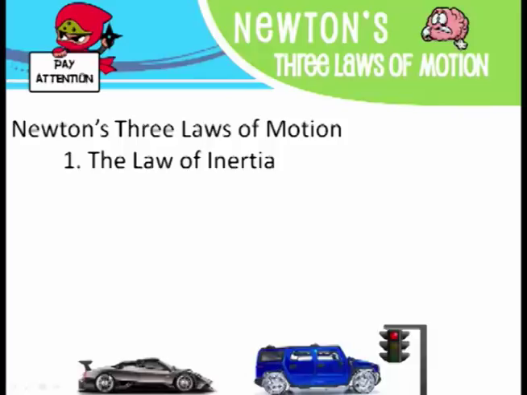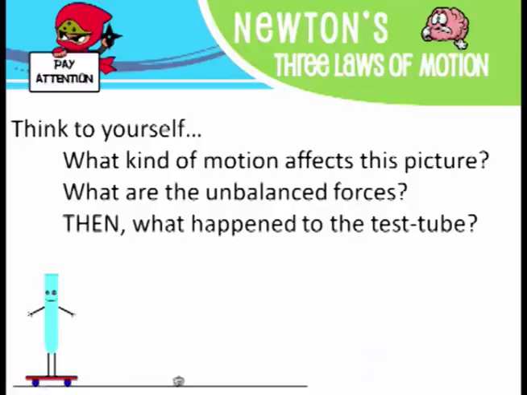And here we had a car that was in motion. An object in motion remains in motion until acted on by another force. So it was moving until it hit this car, which acted as a force backwards and therefore stopped it from moving. So there's another example of the law of inertia. Think to yourself, what kind of motion affects this picture? What are the unbalanced forces? Then, what happened to the test tube?